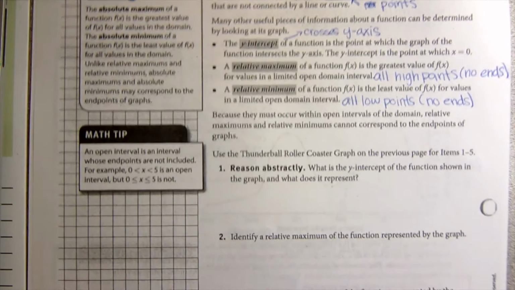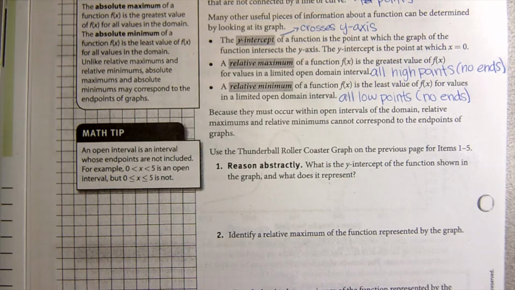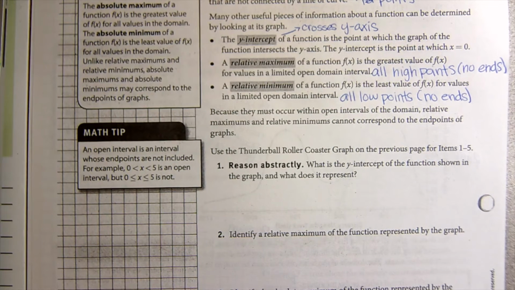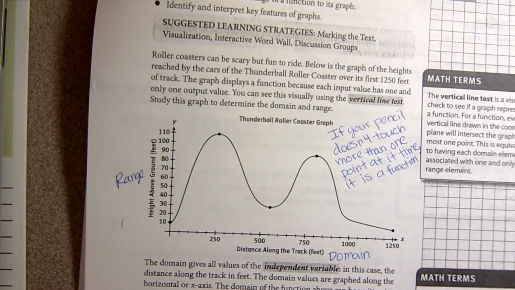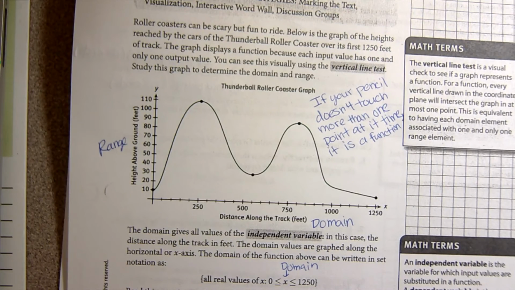So these next 5 questions, we're going to have to flip back and forth a little bit to that previous page to look at the graph. This first question is asking, what is the y-intercept on the graph? So let's flip back to the graph. The y-intercept is where it crosses the y-axis. Where does it cross the y-axis?